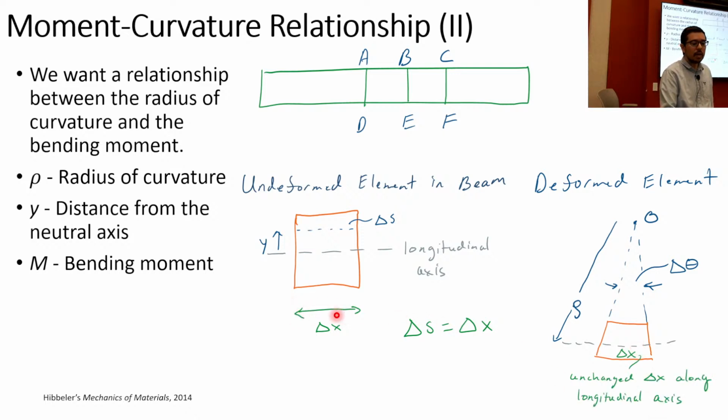Delta x, this distance along the longitudinal axis, has it changed? No, it has not changed. And then we can think of what happens a distance y above the neutral axis. If y is positive in this case, with a positive M being applied, this distance from here to here has changed. It's smaller. So we now have our delta s, and we'll call that delta s prime. And now we'll just put these bending moments on there as well.